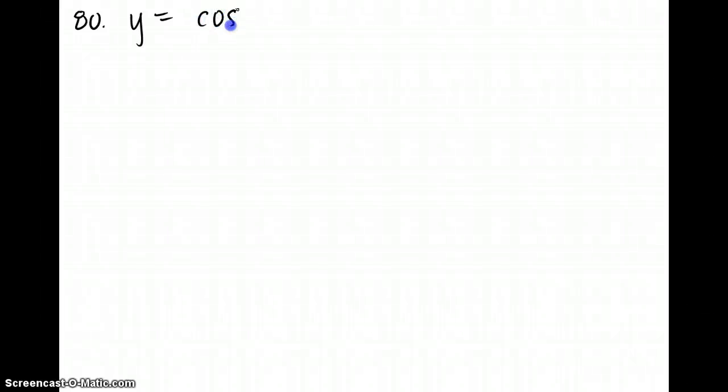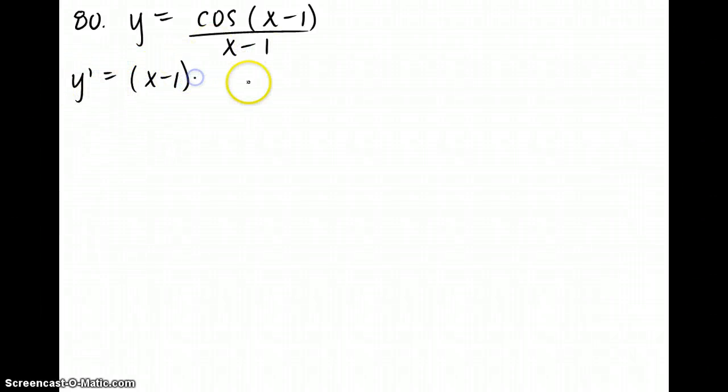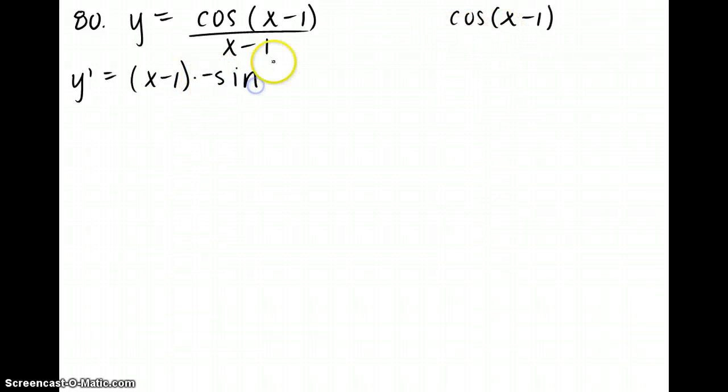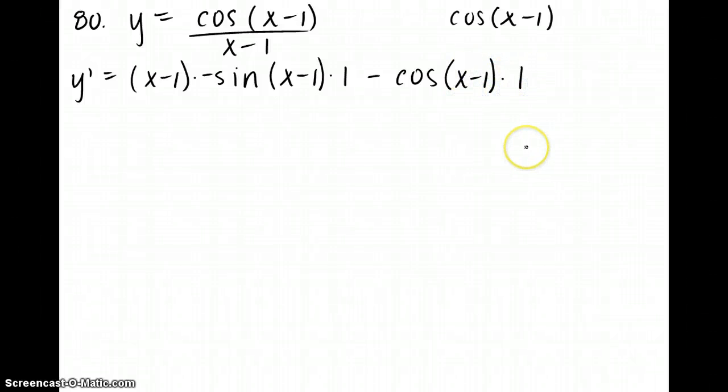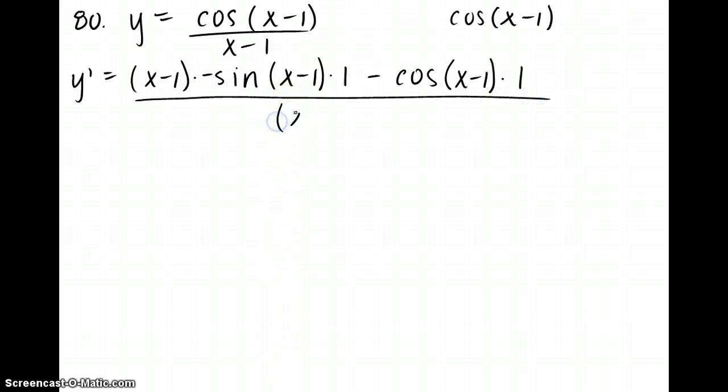Y equals cosine of the quantity x minus 1 divided by x minus 1. So again, quotient rule, bottom times the derivative of the top. Now if we looked at cosine of x minus 1, working from the outside in, derivative of cosine is negative sine of what follows it times the derivative of the inside. Minus top function, oops. So minus top function times the derivative of the bottom, which is 1, all over bottom squared.